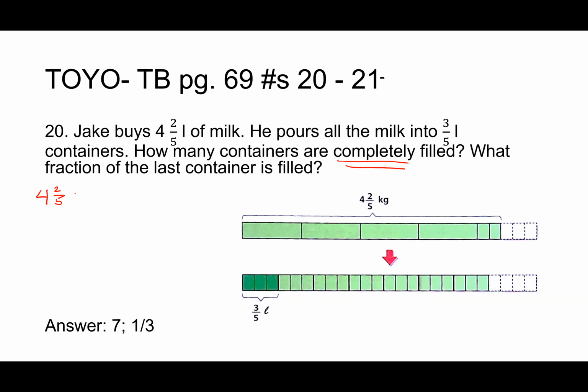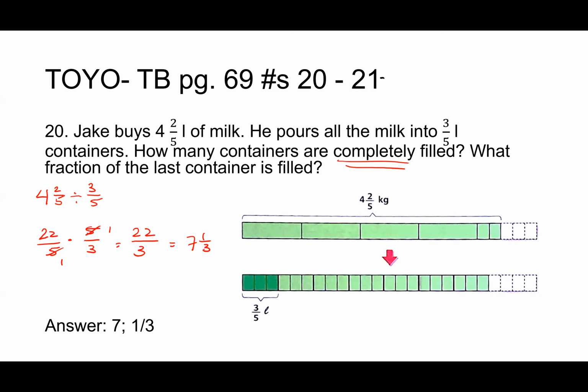Okay, 4 2/5 divided by 3/5. Then what'd you do? Okay, so you had 22/5. And then did you do copy dot flip? Okay, then times 5/3. And then did you cross cancel those? Okay. You got 22/3, then what? Okay. 7 1/3.